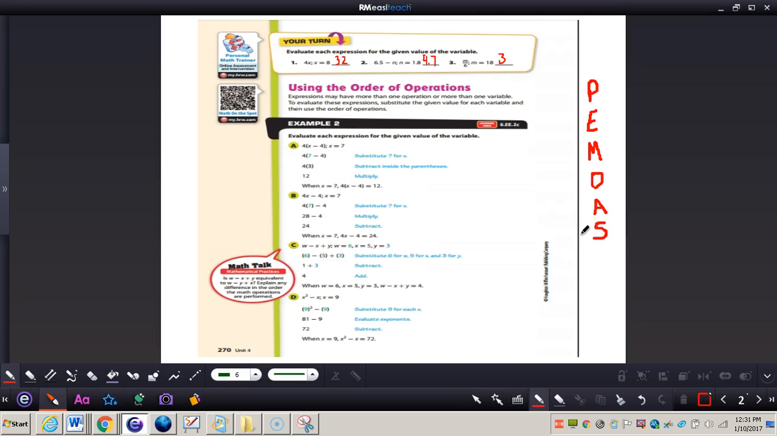It says expressions may have more than one operation or more than one variable. To evaluate these expressions, substitute the given value for each variable and then use the order of operations. Now I'd like you to take a look at example 2, letters A, B, C, and D. You can look over and see the different steps for these types of problems.